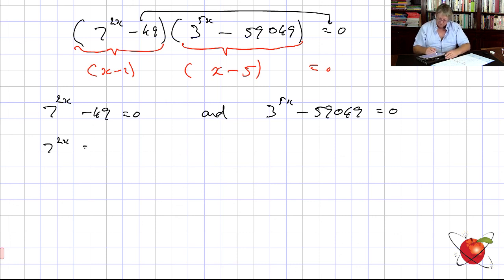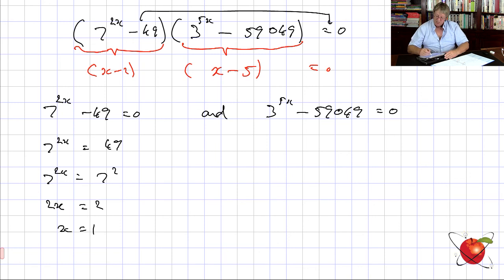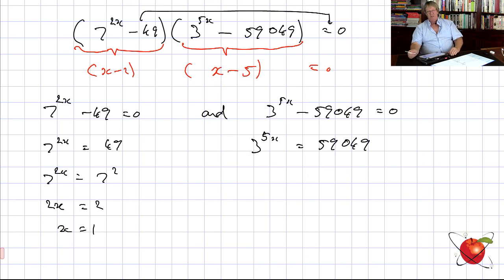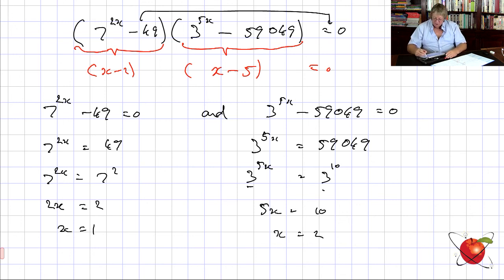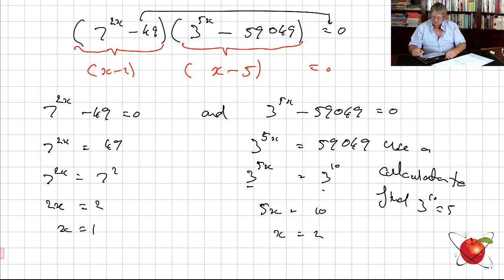7 to the power of 2x is 49, prime factor, squared, right? And therefore, drop the base, now they're the same, 2x is equal to 1. 3 to the power of 5x equals 59,049. And no, you don't know what the exponent for that is. You check on your calculator. Try 3 to the power of something. And you end up with 3 to the power of 10. Drop the base. 5x equals 10. X equals 2. Use a calculator to find 3 to the power of 10 is equal to 59,049.